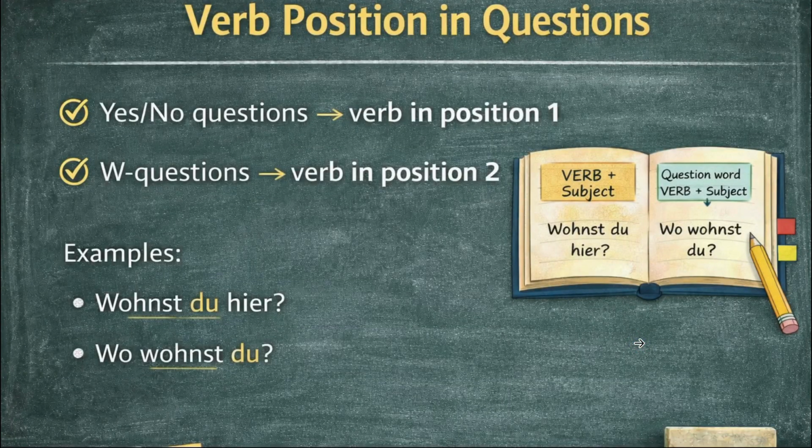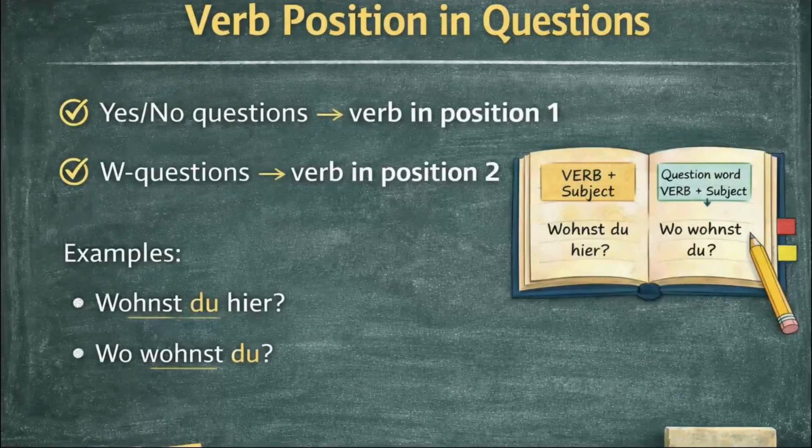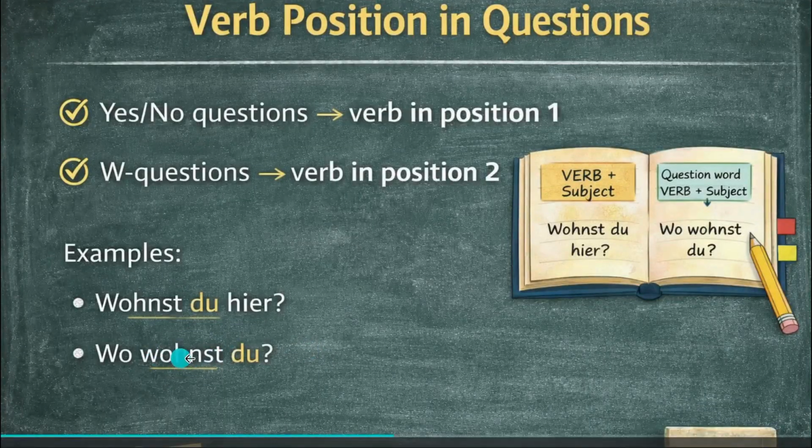Wo wohnst du? Where do you live? In this case, you have to answer the question with a statement. I live in Nairobi. Ich wohne in Nairobi. Wo wohnst du? The verb stays in the second position.